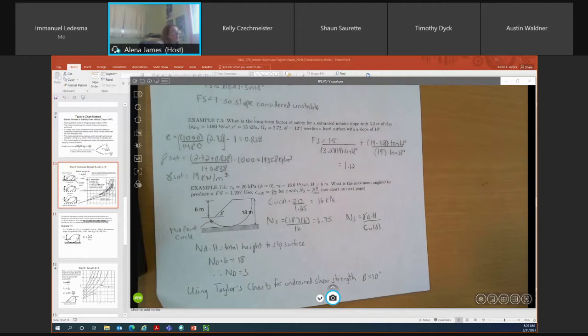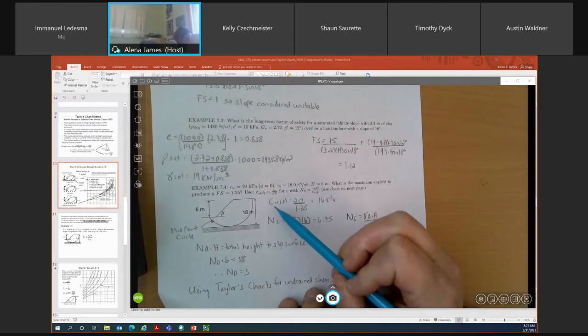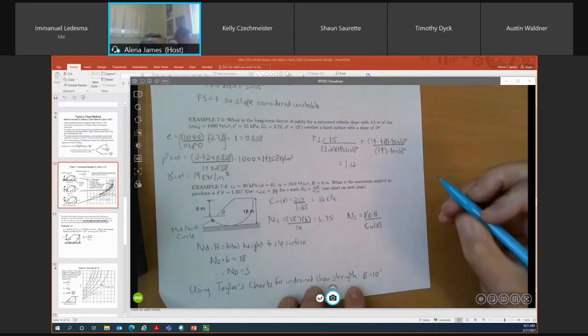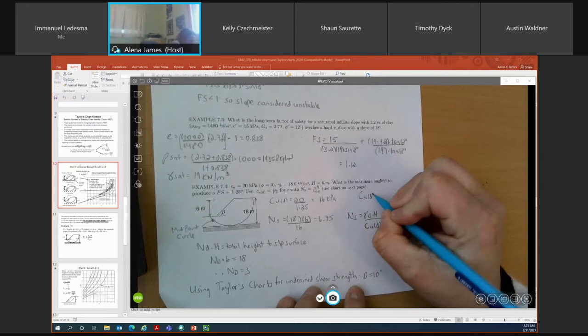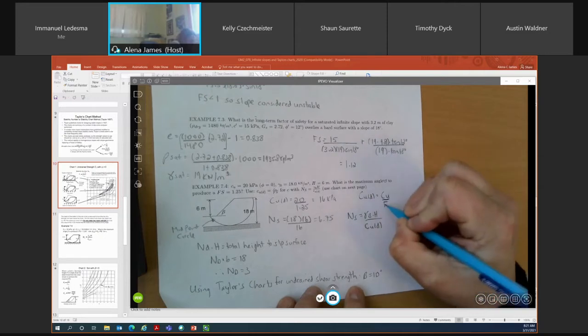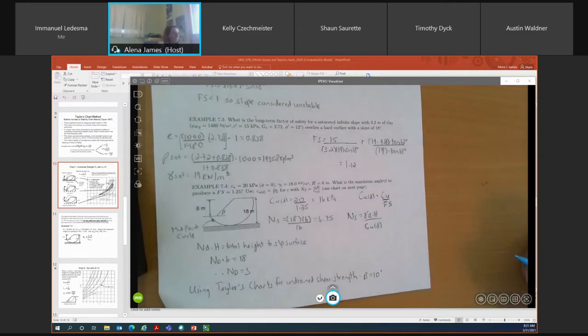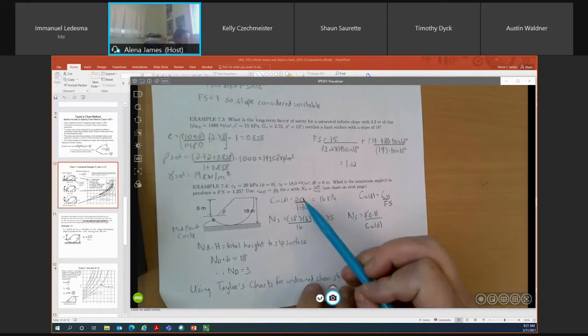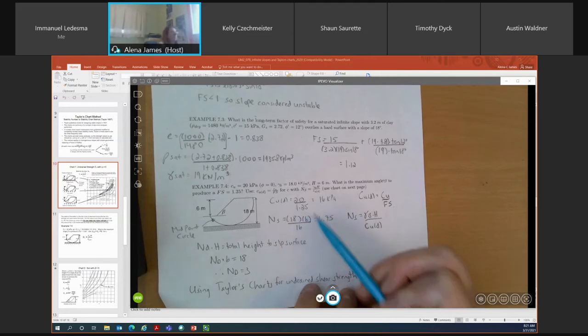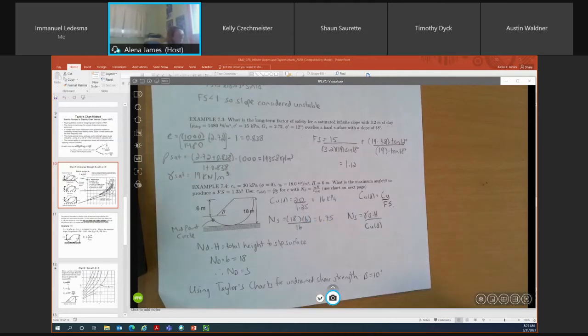So when you're using Taylor's charts, there's a few formulas that you'll use consistently. The first one is your CUD value. CUD is equal to CU divided by factor of safety. With an undrained shear strength example, we're given our CU value, which is 20 kPa, and we know our factor of safety is 1.25. So to calculate our CUD value, it's simply 20 divided by 1.25. So our CUD value is 16 kPa.